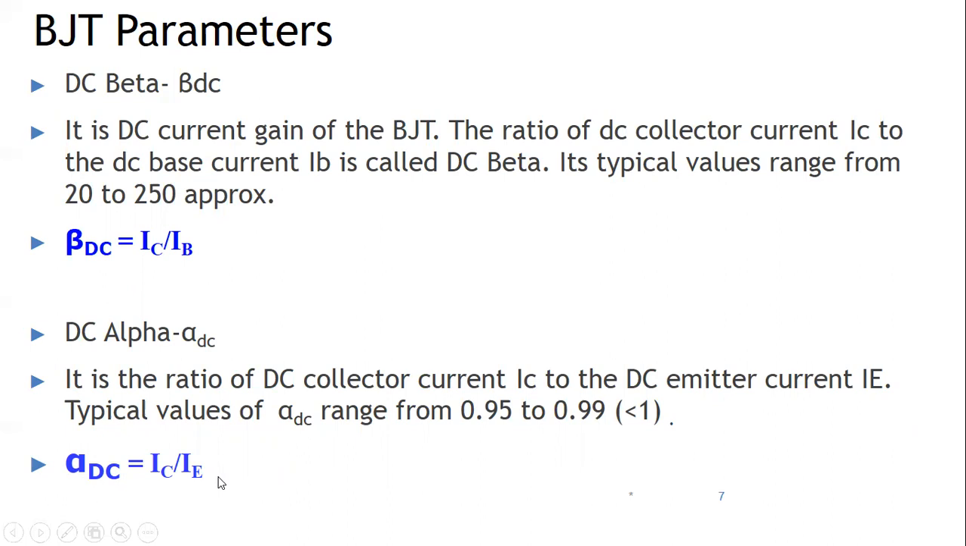Of course, alpha DC is the amount of charge that is going to be delivered from emitter to collector. So there was 0.95 to 0.99 of the charge. So that was the gain.